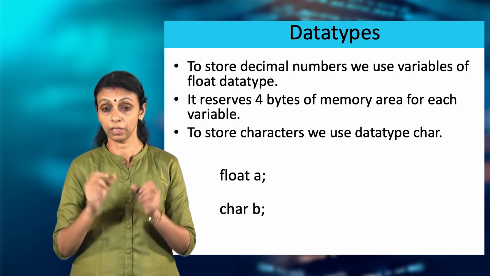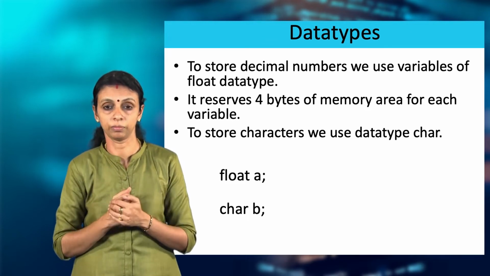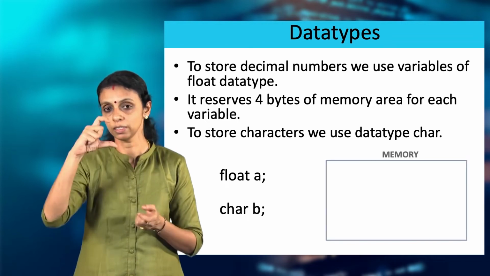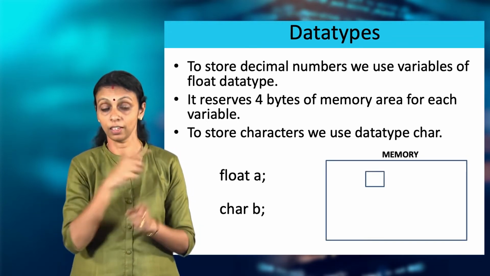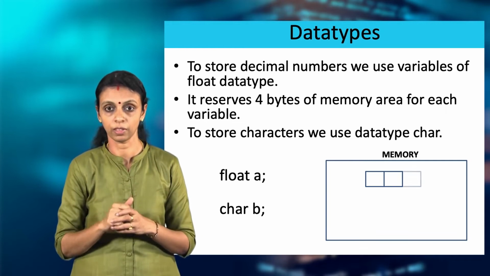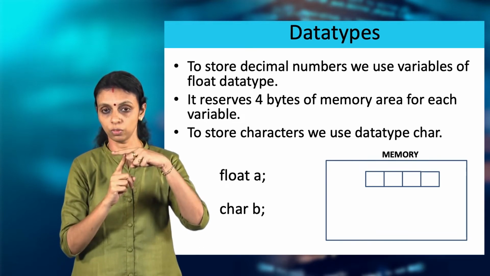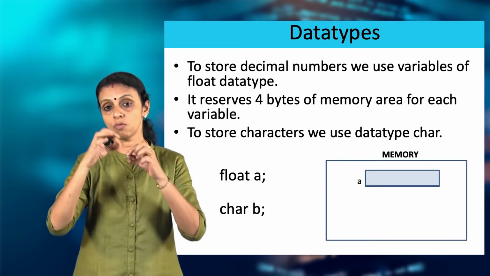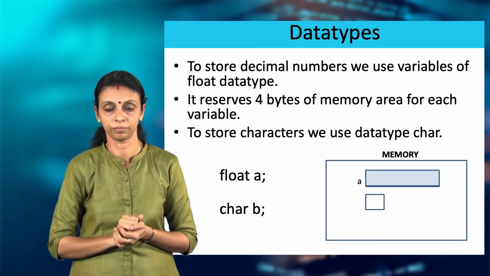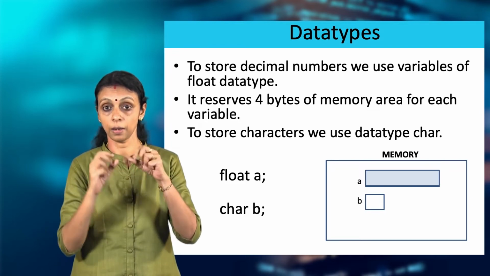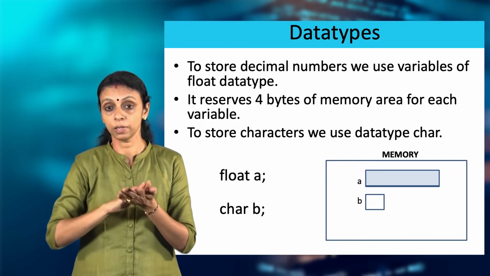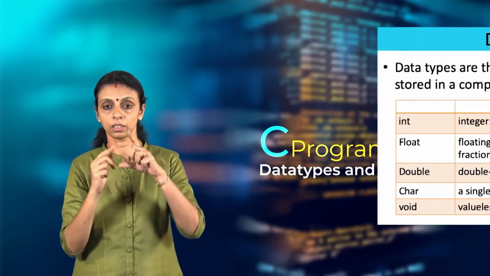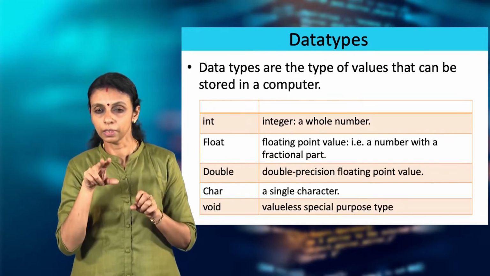If we want to store characters, then use data type char, C-H-A-R. In this example, float A, 4 bytes of memory are reserved to store a float value. Char B reserves 1 byte of memory to store a char value. Data types are the types of values that can be stored in a computer.